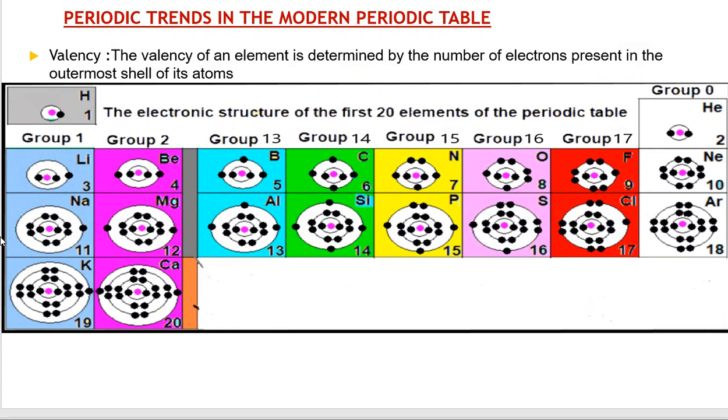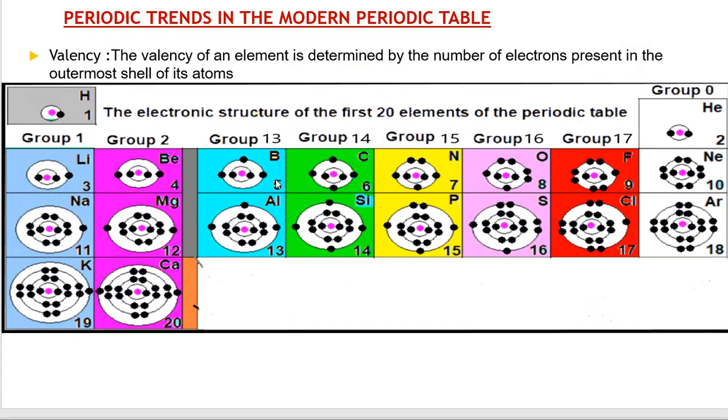We are discussing 3 things: valency, atomic number, and metallic and non-metallic character. Okay, first one is valency. Valency you all know. What is valency? How to find out valency? This we have learned in the previous class. The number of electrons in the outermost shell will decide the valency. The valency of an element is determined by the number of electrons present in the outermost shell of its atom, or the valence electrons will decide the valency of that element.